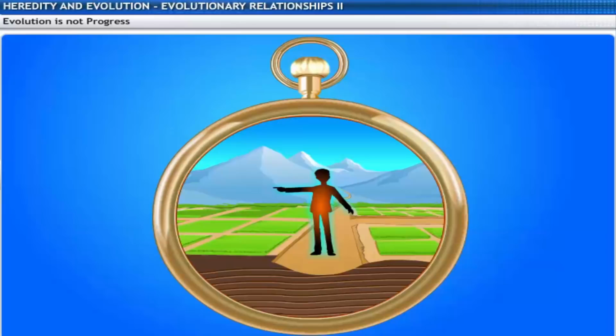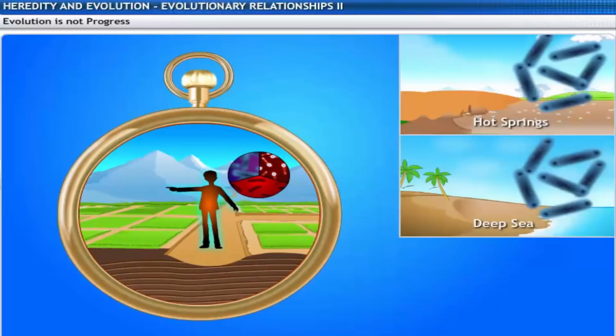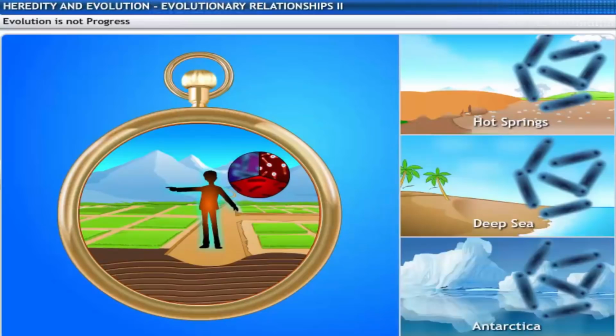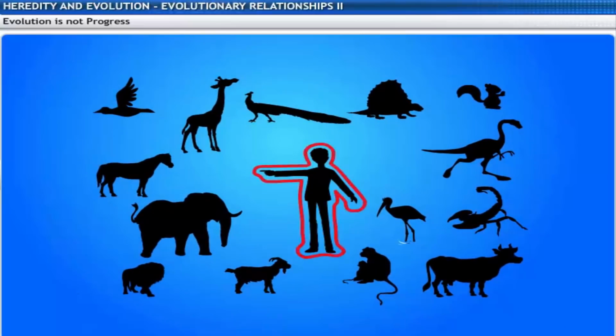For example, one of the simpler forms, bacteria, is able to survive in almost all climatic conditions such as hot springs, deep sea thermal events, and in Antarctica. In other words, human beings are not the height of evolution, but simply yet another species in the crowded spectrum of evolving life.